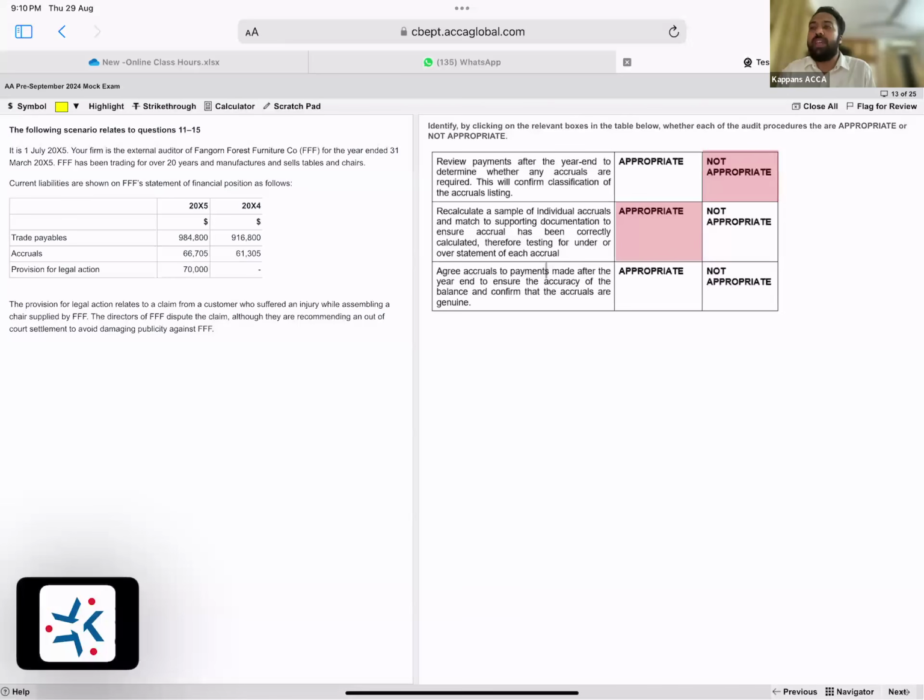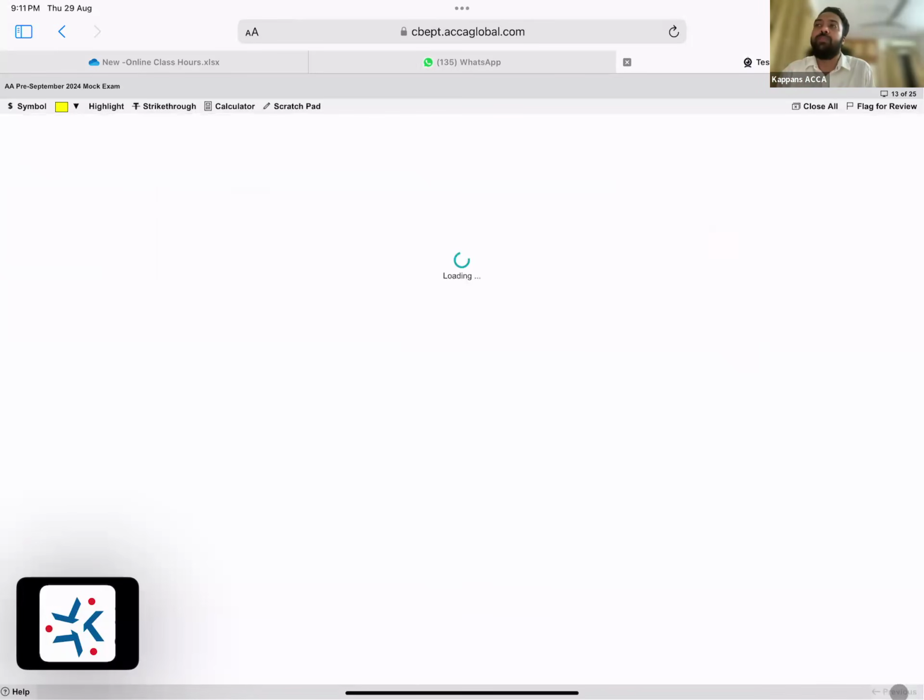Agree accruals to payment made after the year end to ensure accuracy of the balance and confirm that accruals are genuine. Yes. Reviewing payments after the year end ensures that the amounts are accurate as well as confirms that accruals are actually there. It's not a fraud, so it's an appropriate audit procedure.